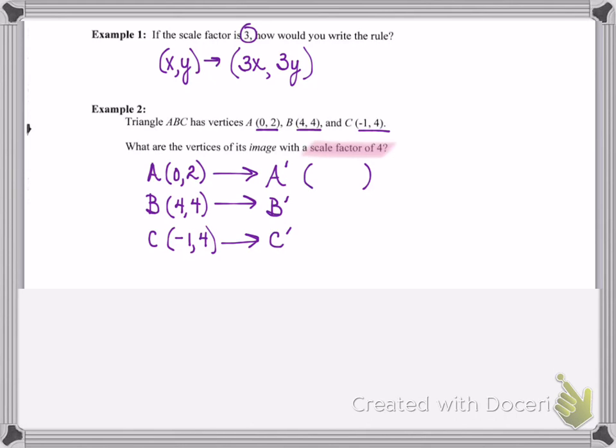If I take 4 times the original ordered pair for A, I get (0, 8), because 2 times 4 gives me 8. For B, I'm going to get (16, 16). And for the image of C, we're going to get (-4, 16).